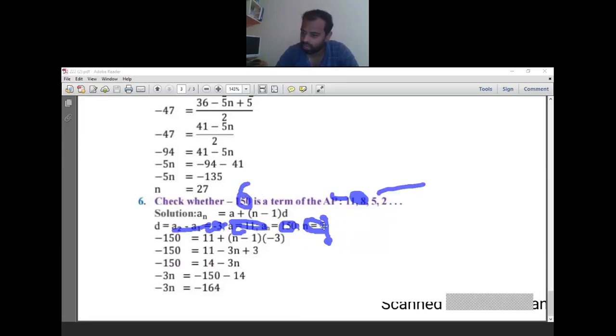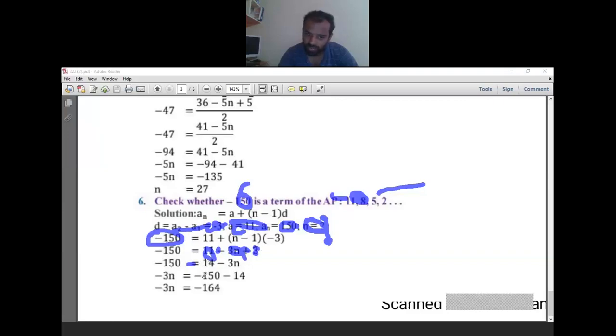If it is coming in normal numbers, it means natural numbers: 1, 2, 3, 4, or 10, 20, 30. It must not come as 1.2, 1.3, 1.4. Okay, first of all we are going to put the values here. An is minus 150 is equal to a, 11, plus n minus 1 into d. D is minus 3. So multiply this: minus 3 into n is minus 3n, minus into minus is plus 3 into 1, 3. Next, minus 150 is equal to 14 minus 3n. How did it become 14? 11 plus 3 is equal to 14.